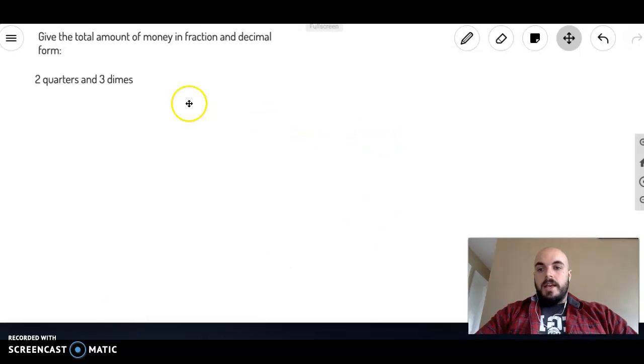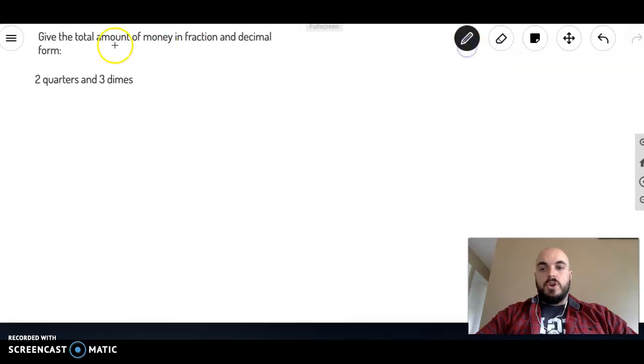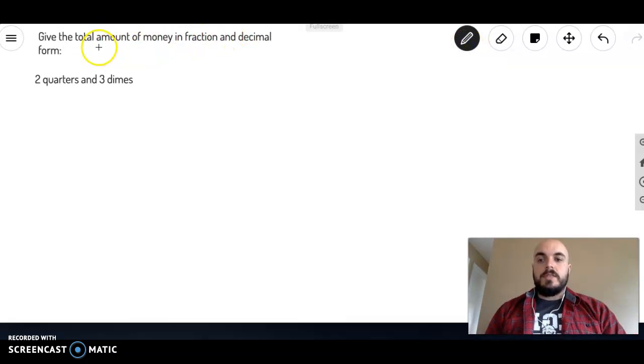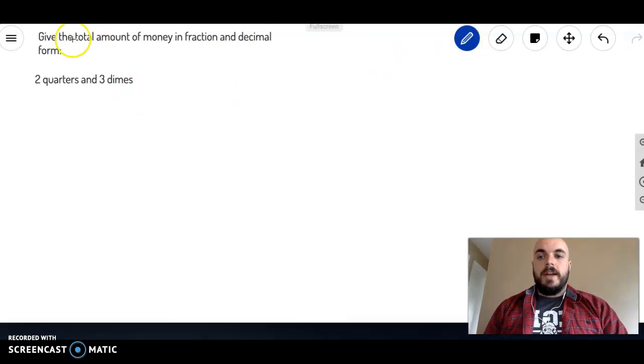Okay. In front of us, it is asking that we give the total amount of money in fractions and decimal form. So when I see the word total, that is a big clue that I'm finding either the addition or the multiplication, right? We're adding things up or multiplying things. So I'm going to look here, 2/4 and 3 dimes. When I see and, that's a big clue for addition.